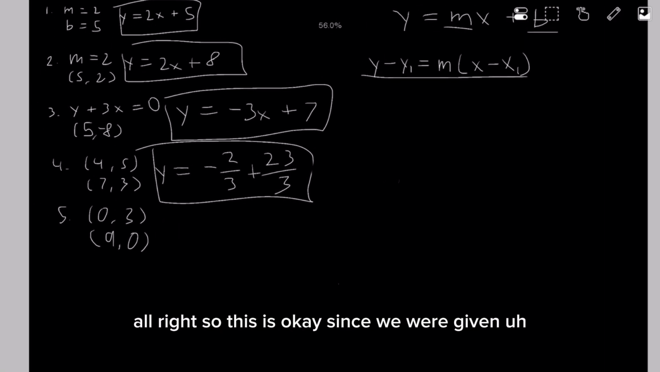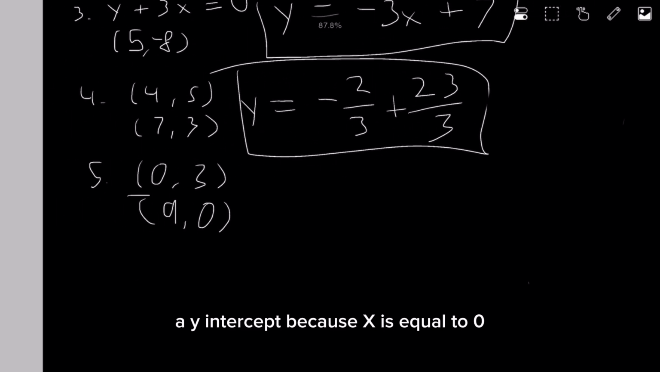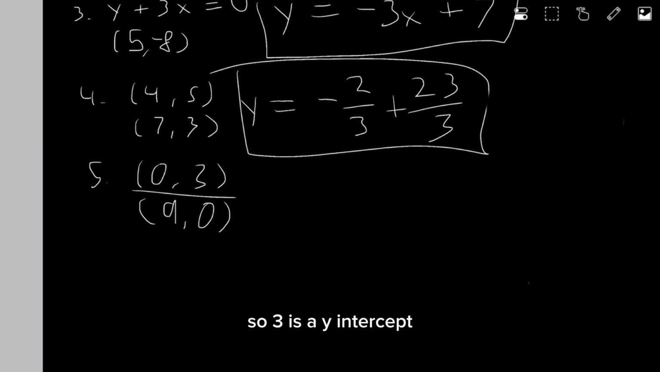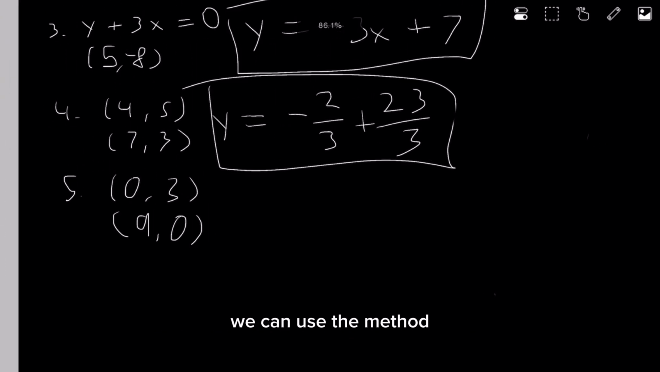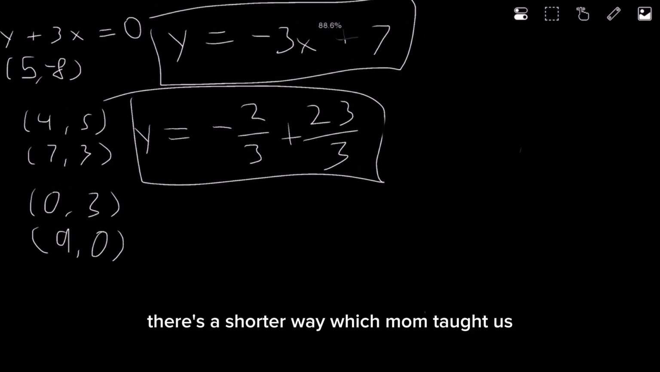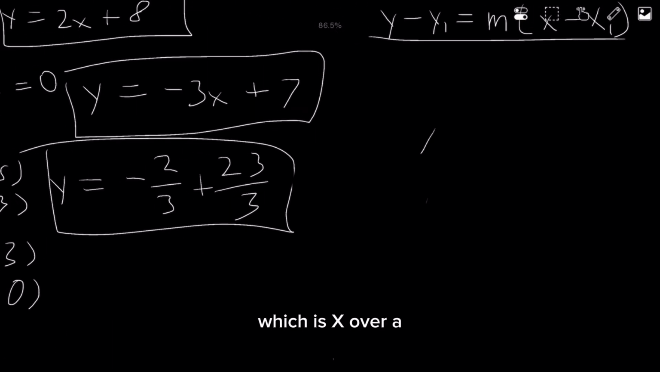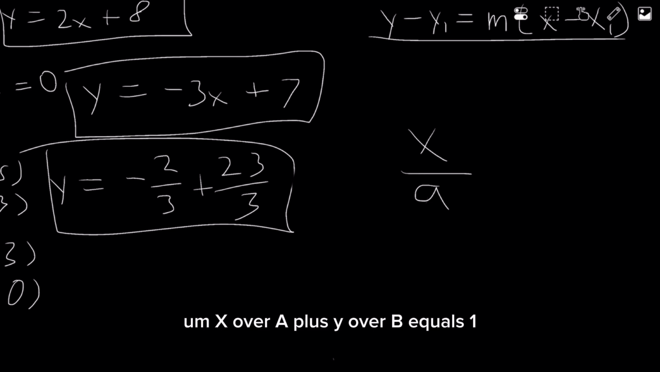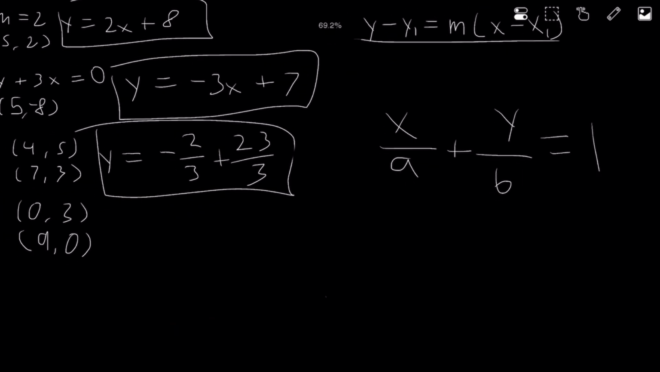Alright, so since we're given a y-intercept, because x is equal to 0, so 3 is a y-intercept. And this is an x-intercept because y is 0. We can use the same method as number 4, but what's the point? There's a shorter way, which ma'am taught us, which is x over a plus y over b equals 1.